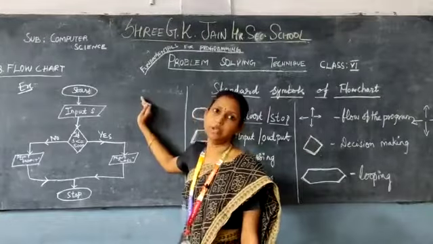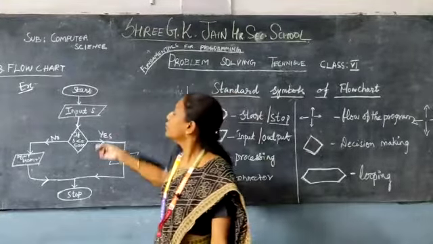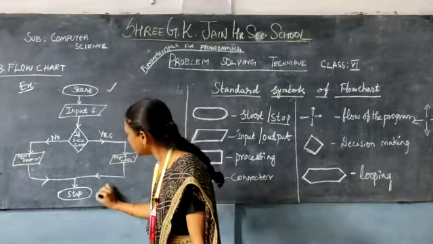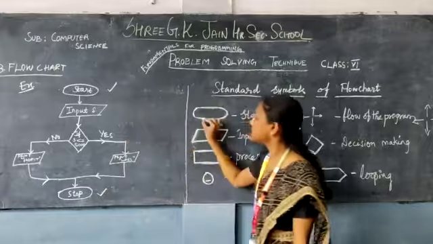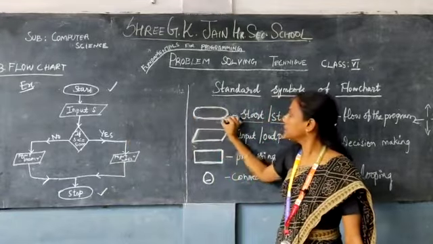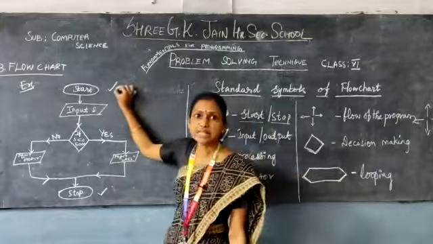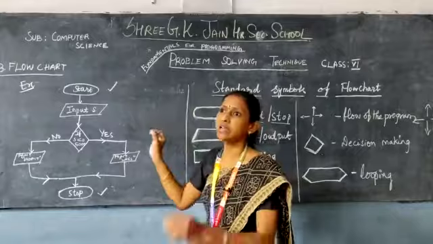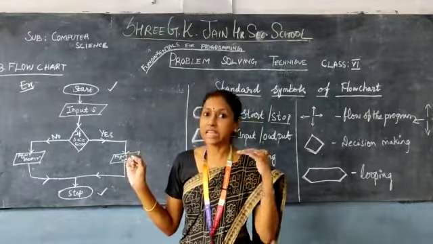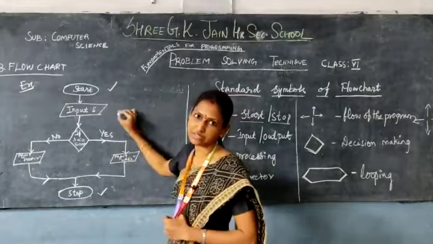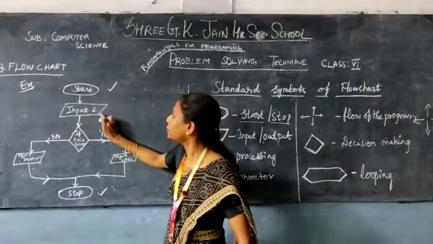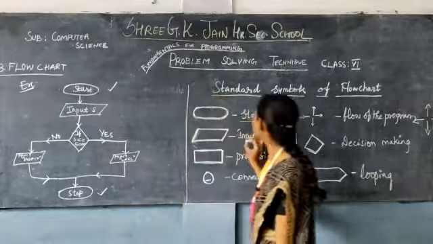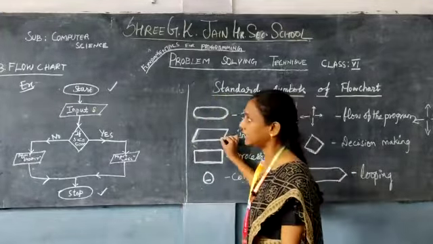This is an example of how to draw a flow chart. For each flow chart, we need to give the start symbol using this oval shape. After that, the second step given in our algorithm should be given, that is input S. Input means you are getting an input from the user. For that purpose, we have to use this parallelogram.